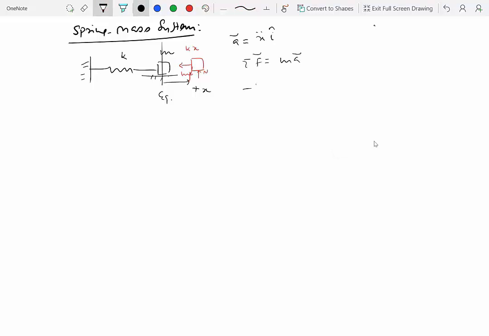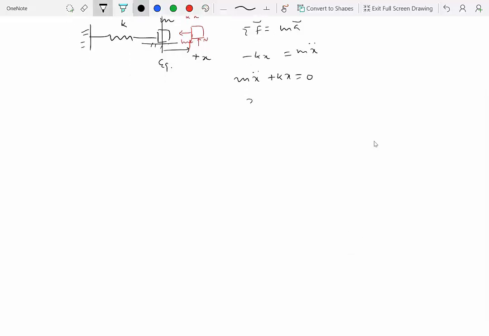So the sum of the forces is minus kx equal to m times x double dot. Notice how I'm not writing i hat anymore because the positive and negative sign is taking care of the direction. So this gives us m x double dot plus kx equal to 0. And I'm going to divide by m and write this as x double dot plus k over m times x equal to 0. Okay, and that is what we call the equation of motion.